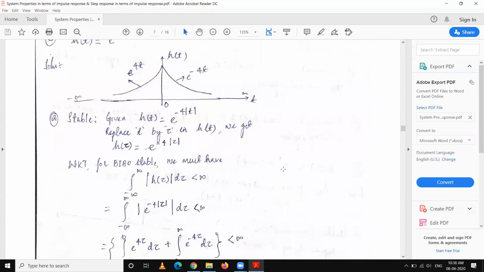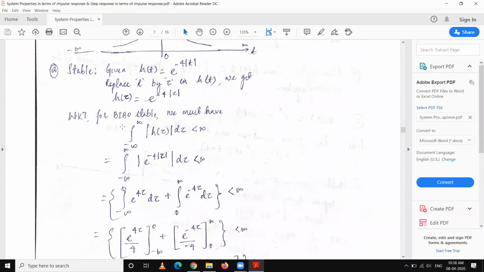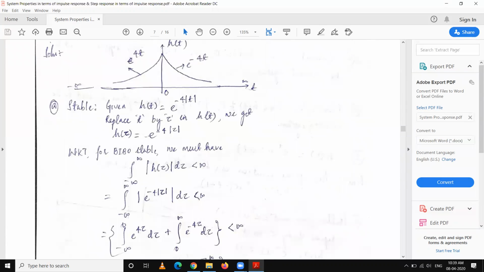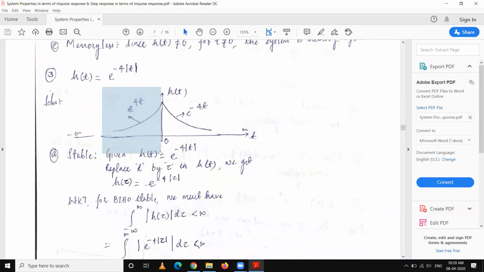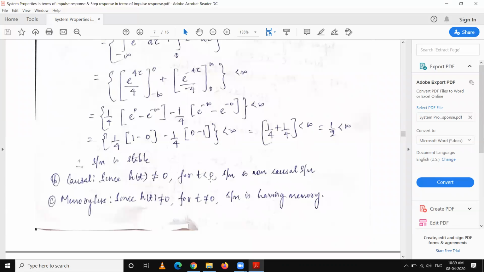Then what about causal? We can see from this graph there is a signal present on the left side of the graph, so the system is a non-causal system. The statement we write for causal: since h of t is not equal to 0 for t less than 0, this system is a non-causal system, because there is a signal present on the left side of the graph when t is less than 0.